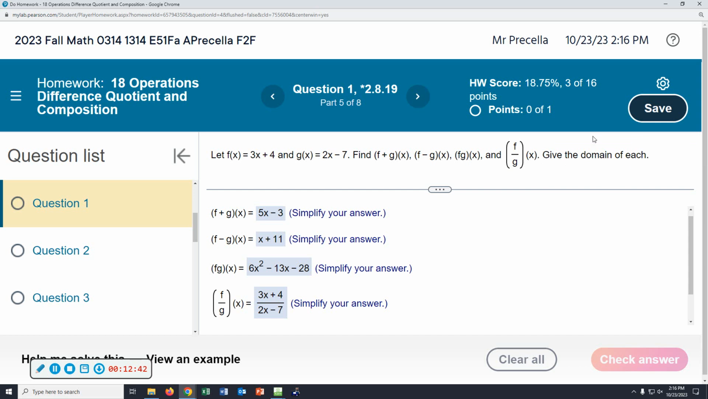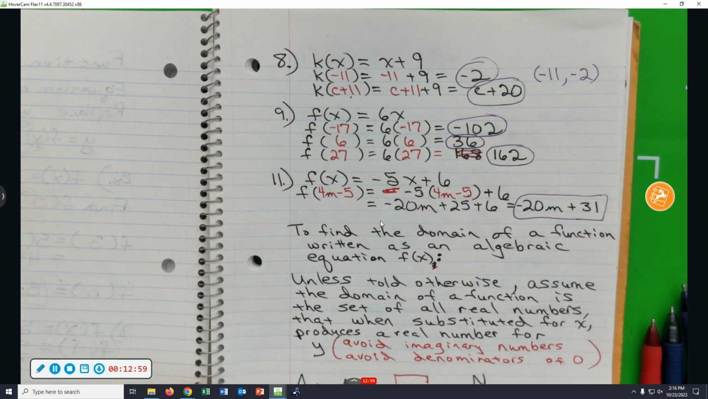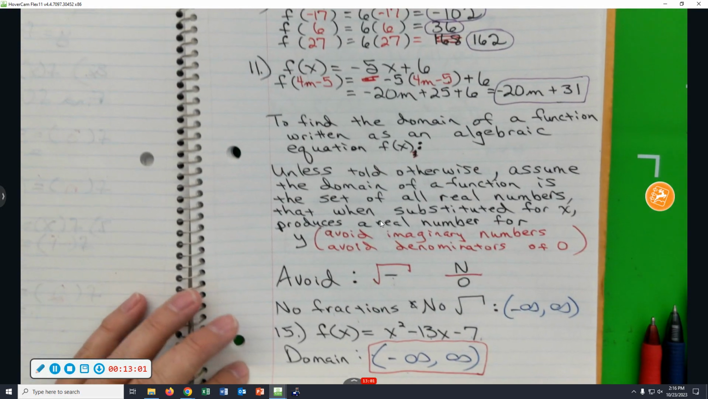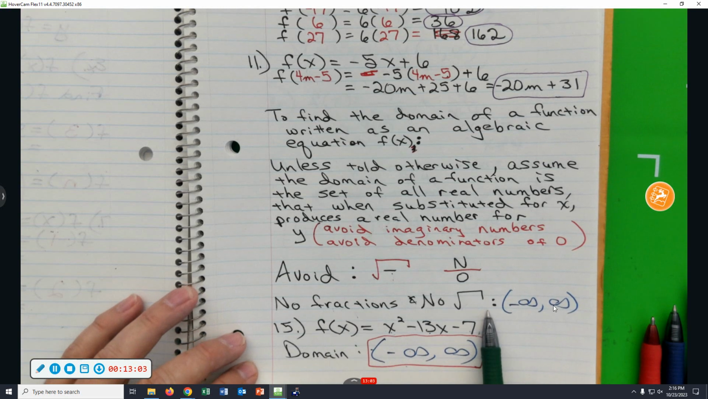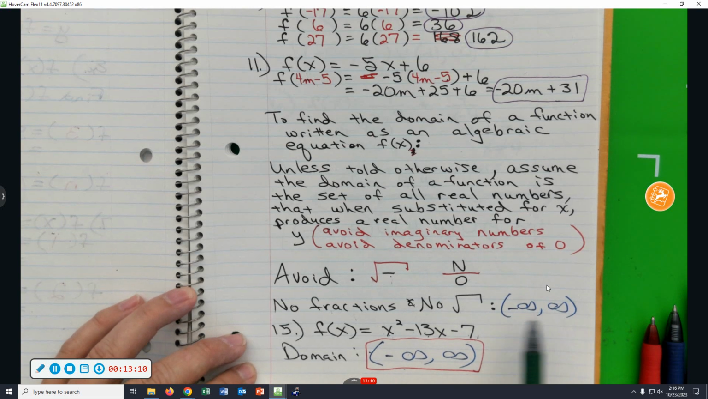Now, two assignments back, notice the review instructions. They say give the domain of each. Okay. Remember domains of functions. I made the remark: no fractions, no square roots, unless you're told otherwise. What do you assume the domain is? Yeah. All real numbers. As long as there's no fractions, no square roots, unless you're told otherwise, and that would be in an application environment.